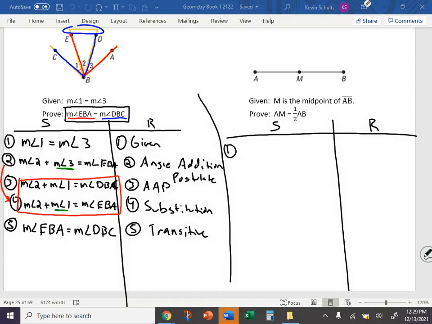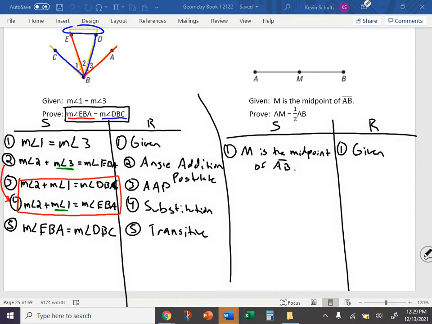There should be 25 hands in the air right now for what step 1 is, because this is almost like it's given to you. Peter? M is the midpoint of segment AB. Yeah, why, Peter? Because it's given. Yes. M is the midpoint of segment AB because it is given to us. We are told that. M is the midpoint of segment AB because it is given.